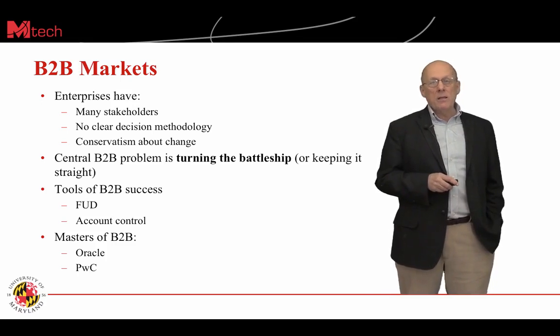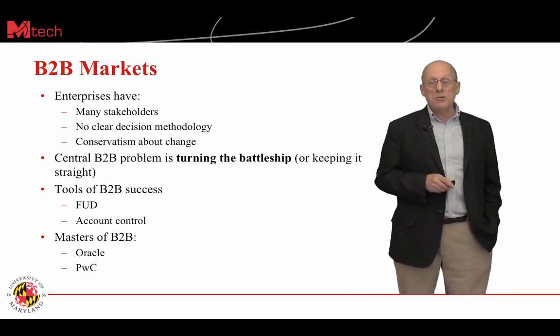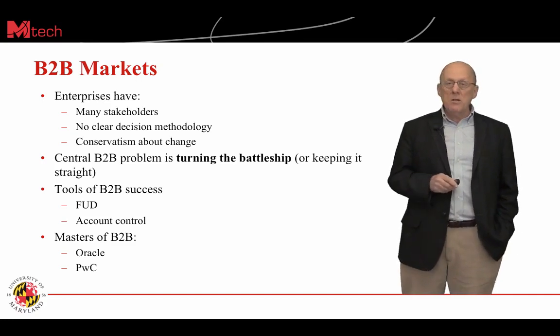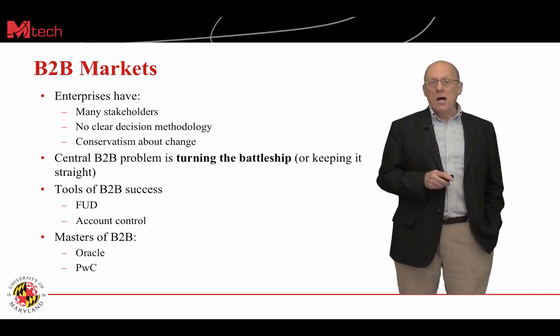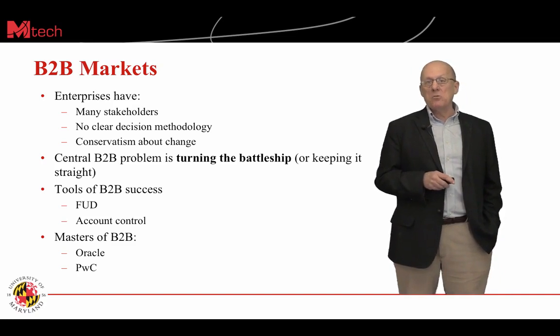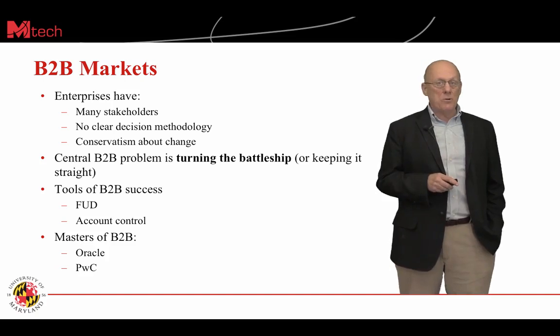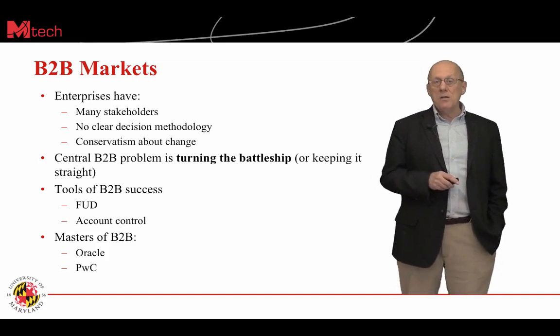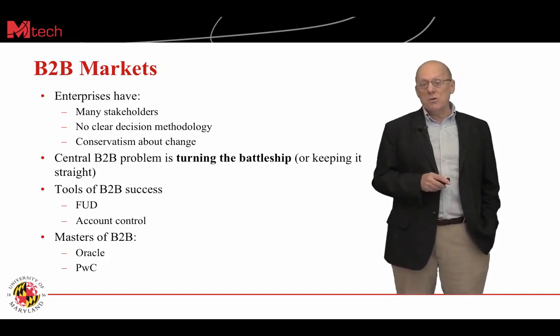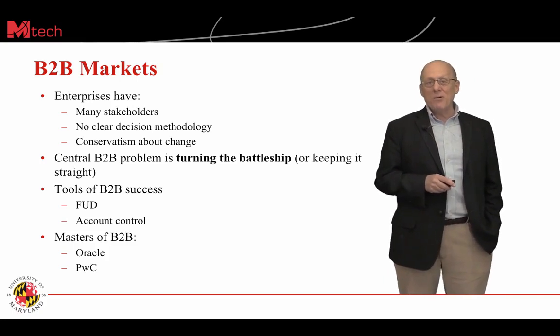And finally, organizations tend to be quite conservative about change. We've got something, it works pretty good for us. Why don't you come back in a couple months and we'll see if we have a need. So the easiest thing for an enterprise to do is not to change at all. And often what defeats a sale to an enterprise or to a B2B customer more generally is inertia, is just doing what they do now. So the central B2B problem is turning the battleship. It's getting this big organization to make up its mind to either move in a different direction if you're trying to sell them something new, or keep going straight if you're trying to sell them something you're already selling them.